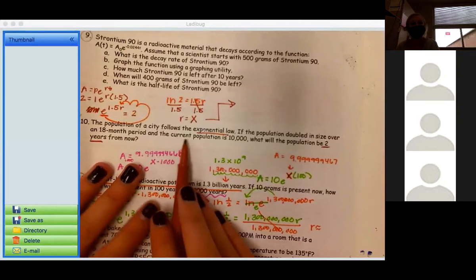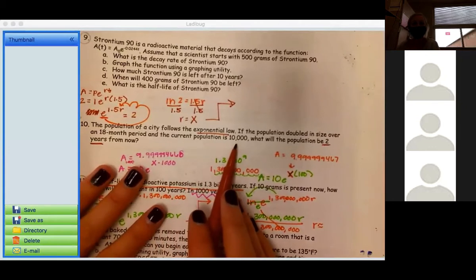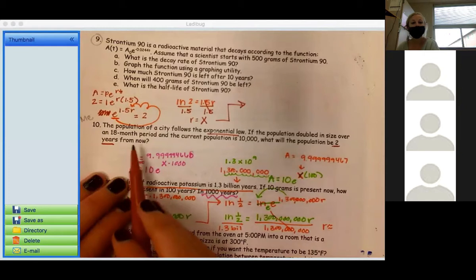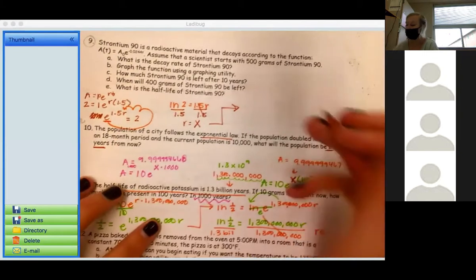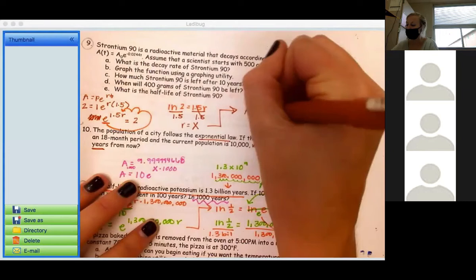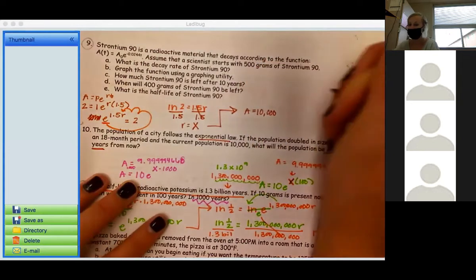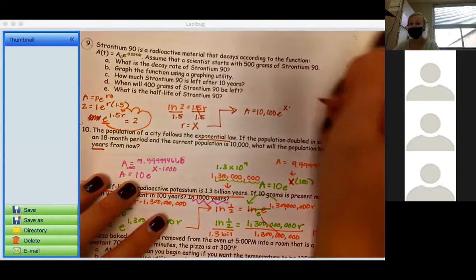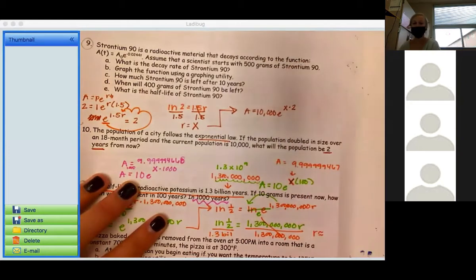It says if the current population is 10,000, so that would be my P, what will it be 2 years from now? So I can put 2 in for time. So I'm trying to figure out the final amount. The initial, or what it is currently, is 10,000. E, my rate we stored as X, and then I'm multiplying that by 2 years.